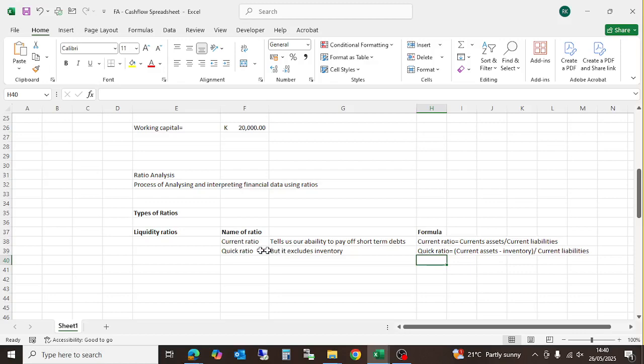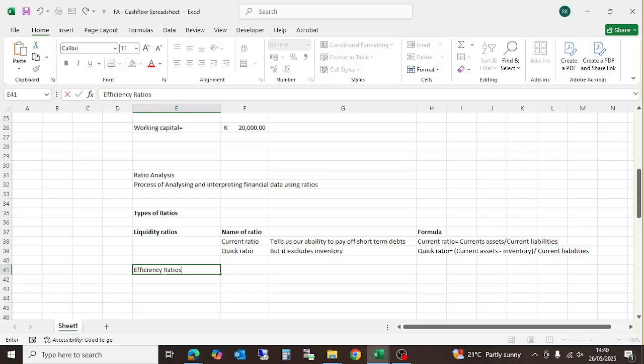And then, apart from the liquidity ratios, we also have efficiency ratios.